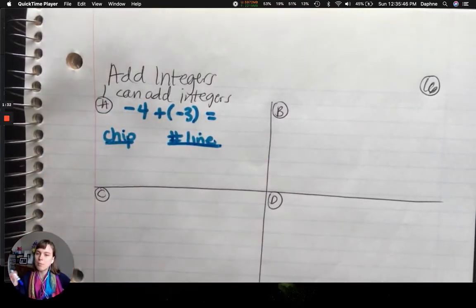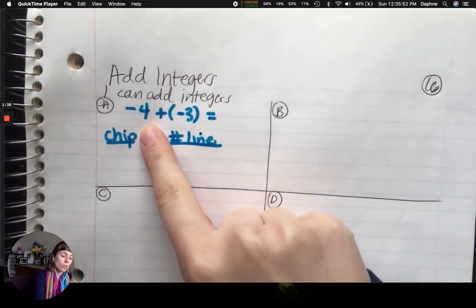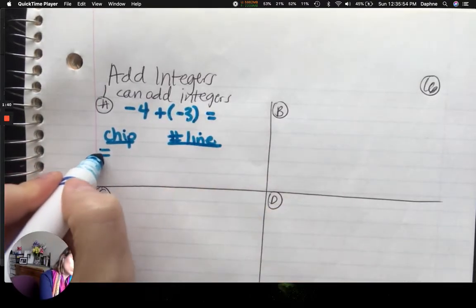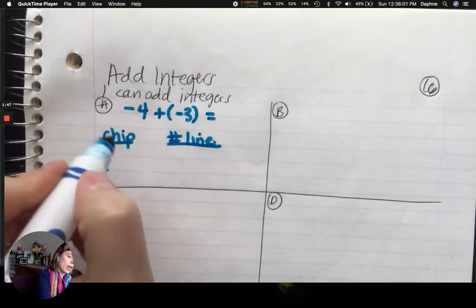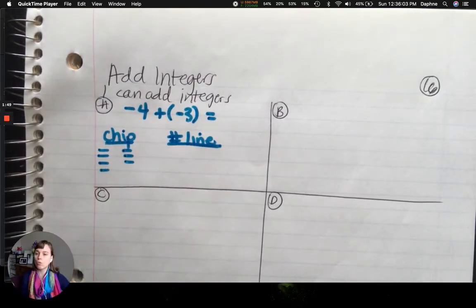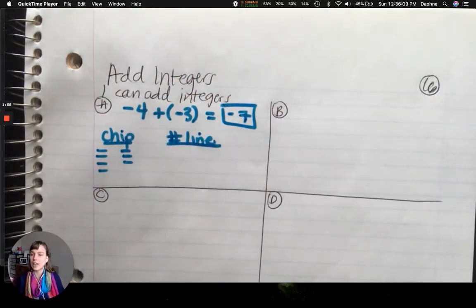I'm not going to label them anymore just because it takes up room, but for the chip method, I'm going to take -4 chips, or 4 negative chips. So 1, 2, 3, 4. Those are dashes because they're negative signs, and I'm going to add to it 3 more negatives. So how many total do I have? I have 7 negatives. So my answer is -7 because I have 7 negatives.